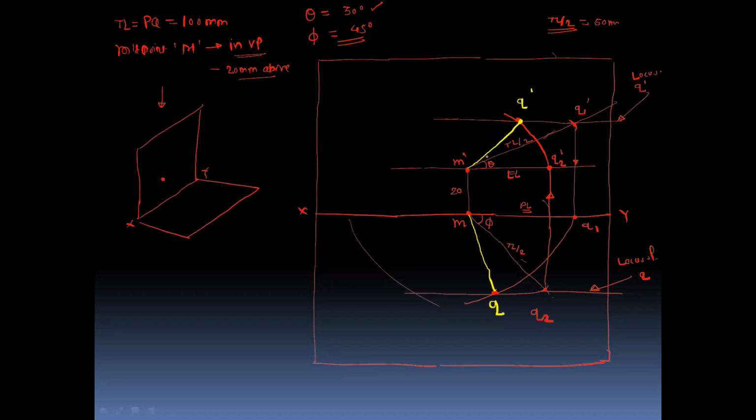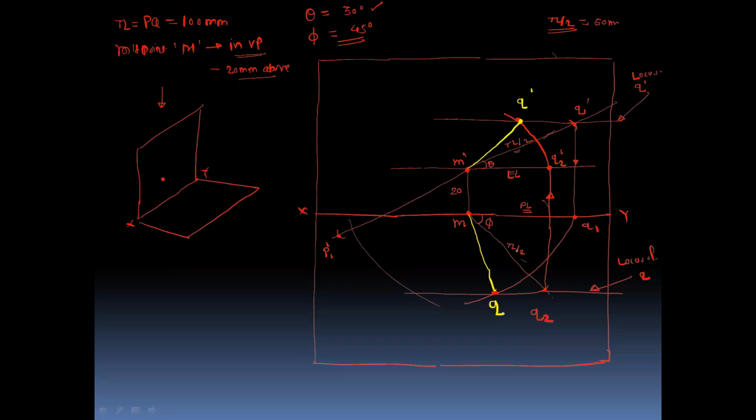extend this line M dash Q1 dash like this, and take the same distance, that is equal to true length by 2. So you can take the distance M dash Q1 dash in your compass. Okay, by taking M dash as a center, draw the arc. So this point is the P1 dash point. This is not the actual P or actual P dash point. Okay, so just mark this point as P1 dash.